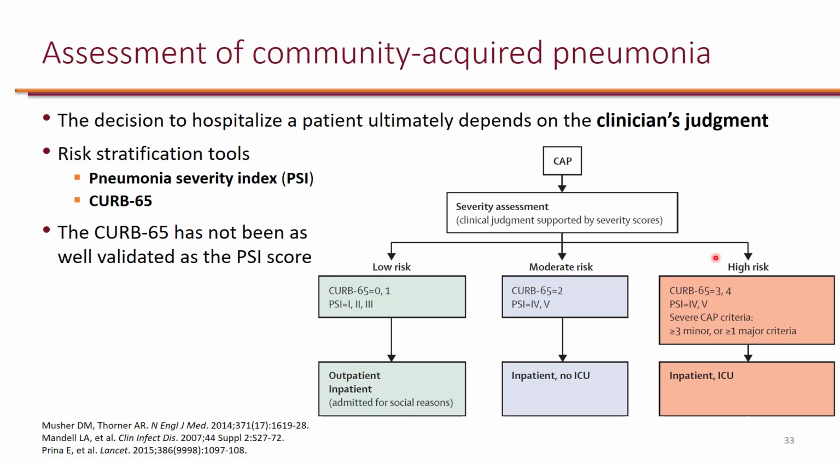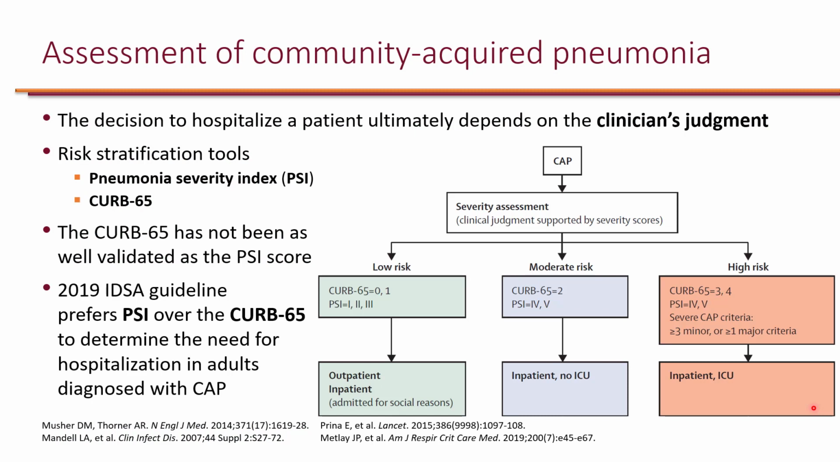Now, in moderate risk and high risk patients, these patients typically need to be admitted to the hospital, and in some severe cases, the patients need to be admitted to the ICU because of the hypoxia. Now, it doesn't mean that all high risk patients will be admitted to the ICU. This will basically depend on a case by case basis. Now, the 2019 IDSA guideline for CAP actually prefers the PSI over the CURB-65 score to determine the need for hospitalization in adults diagnosed with CAP.